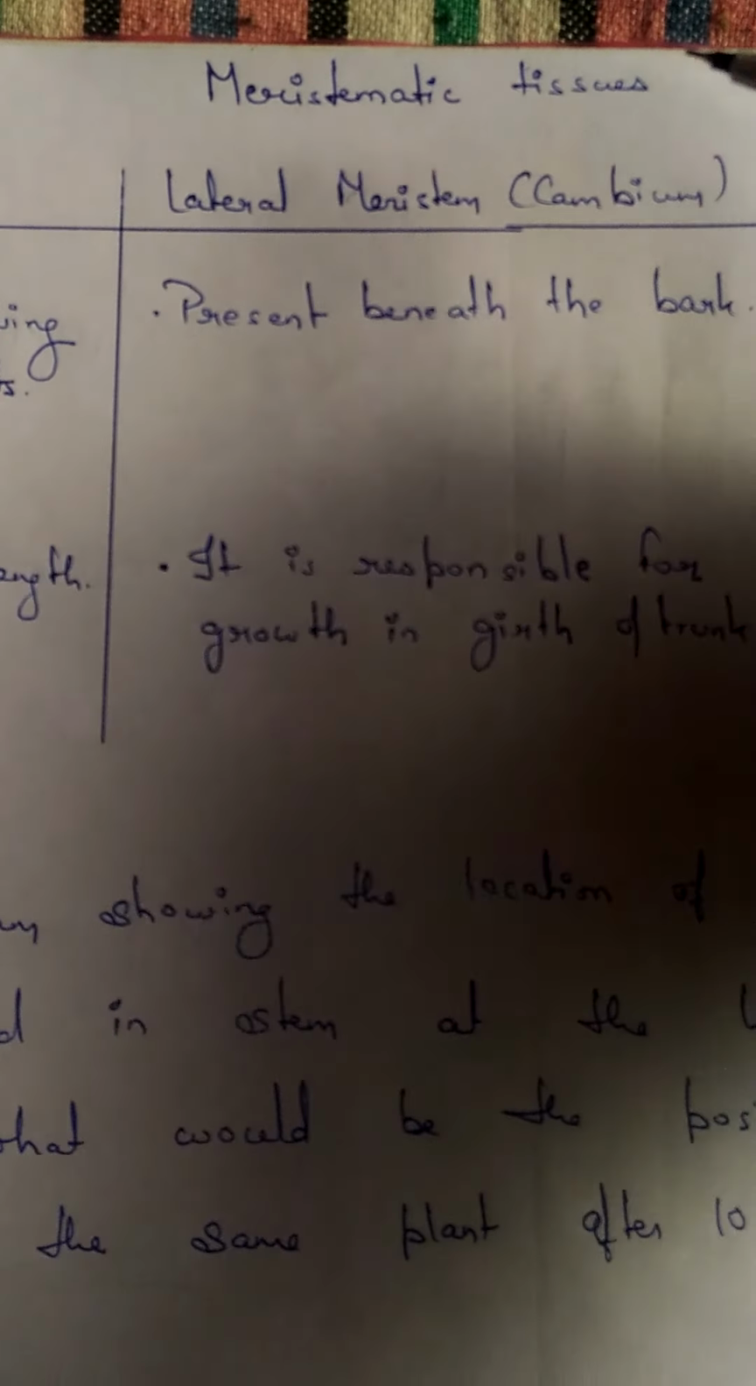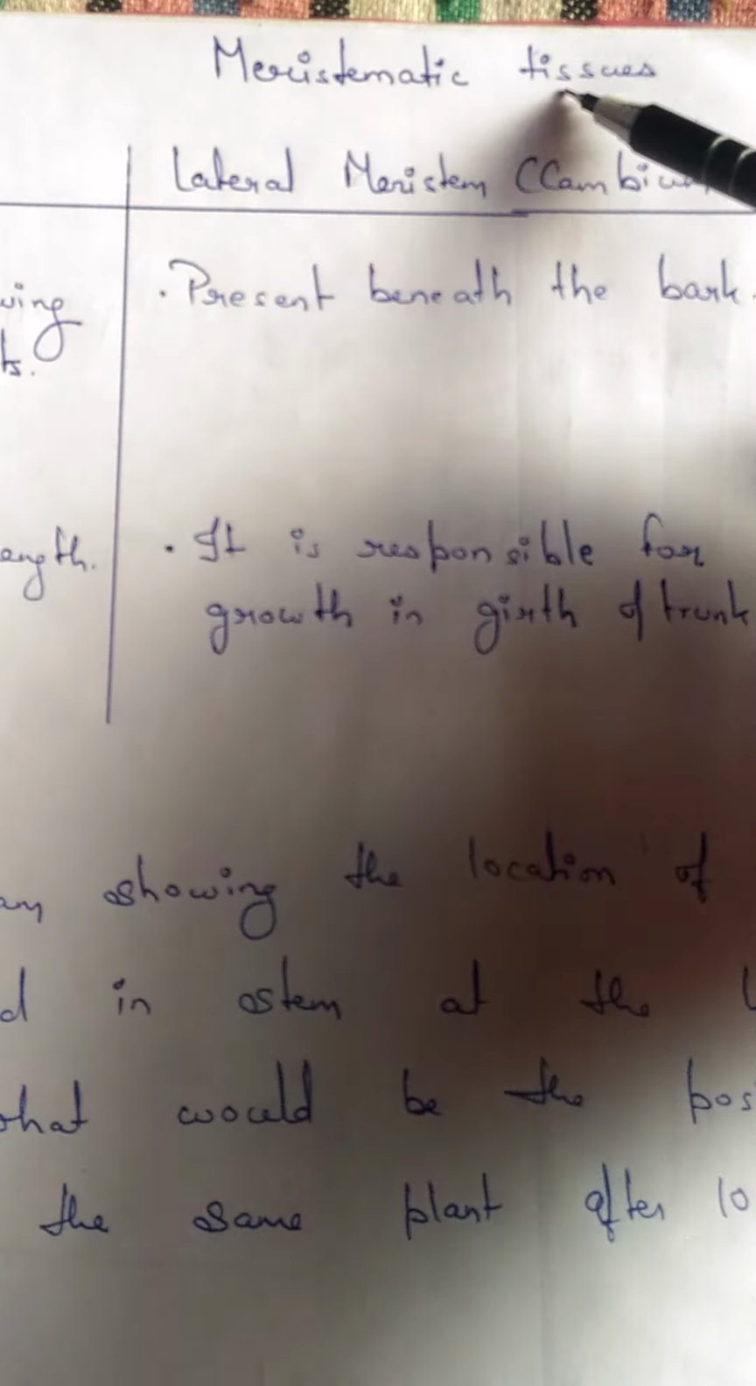Now we are going to study the various types of meristematic tissues. Apical meristem, lateral meristem, which is also known as cambium, and the third one is intercalary meristem. Apical meristem, let us see its features. Present at the growing tip of stem and root. Stem और root के growing tip पे present होते हैं. I will show it to you after some time.